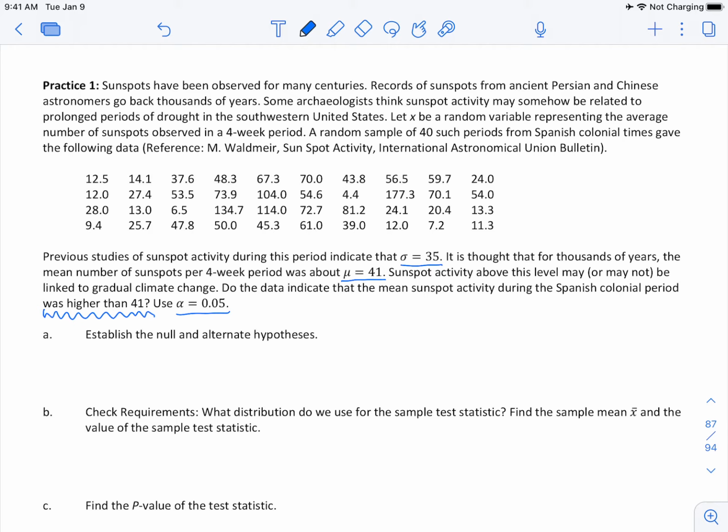So first we have to write our null and alternate hypotheses. Our null hypothesis is going to be mu equal to 41. Our alternative hypothesis, remember it says, was higher than 41. So we're going to do mu greater than 41. Next, we have to check our requirements. What distribution do we use for the sample test statistic? Find the sample mean x bar and the value of the sample test statistic. So our sample size is 40, which is greater than or equal to 30. So we can assume that it's approximately normal.